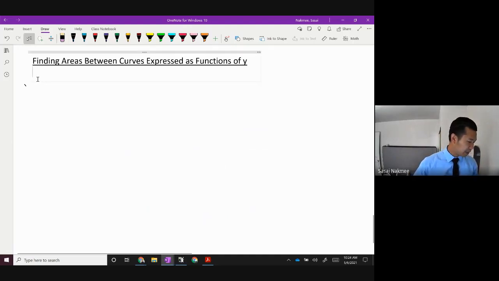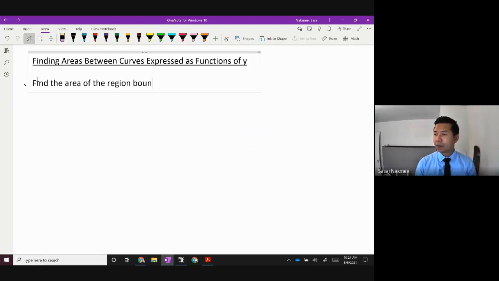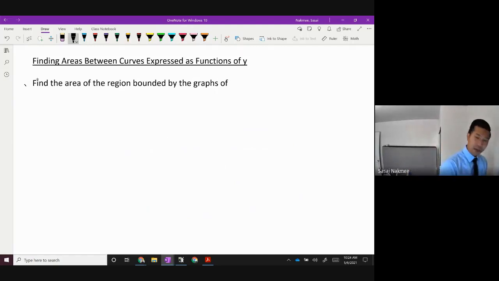I'm going to start typing this out. Find the area of the region bounded by the graphs of, and here they are. Let's go with x equals 3 minus y squared and x equals y plus 1.